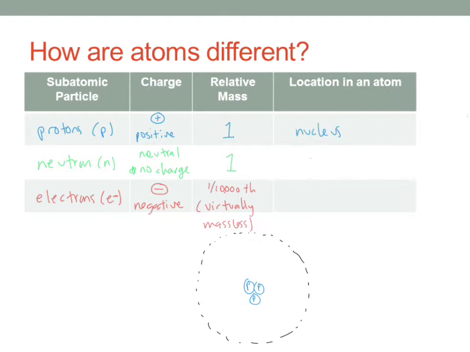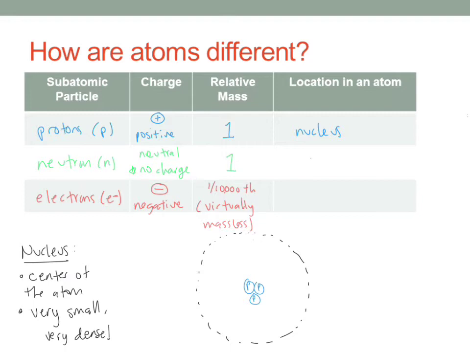And the nucleus is simply that centerpiece. So I'll write nucleus over here. Nucleus, it's just the center of the atom. And the nucleus is very, very small, very dense. And that's what this little sucker is. The word nucleus basically means kernel. So it's like the hard center of something, like the kernel of an apricot or peach or something like that.